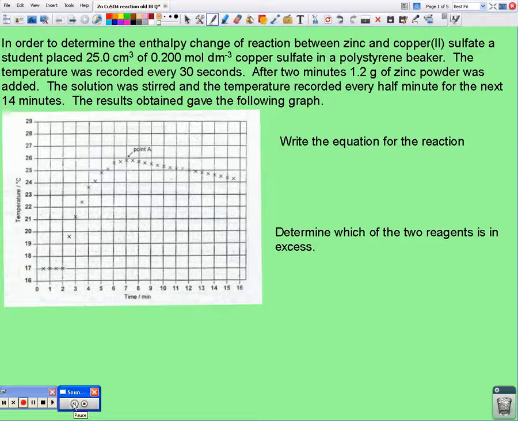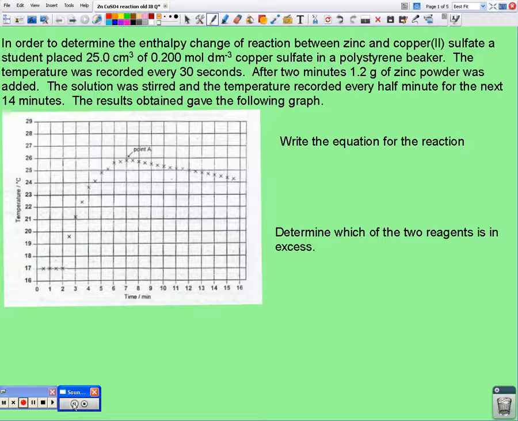Okay, here's another interesting calorimetry question, actually an old IB question from back in the 90s. This time though, instead of being given an initial and a final temperature, you're given a graph with temperatures that have been monitored during the course of a chemical reaction. So we're going to have to estimate temperature change here in due course.